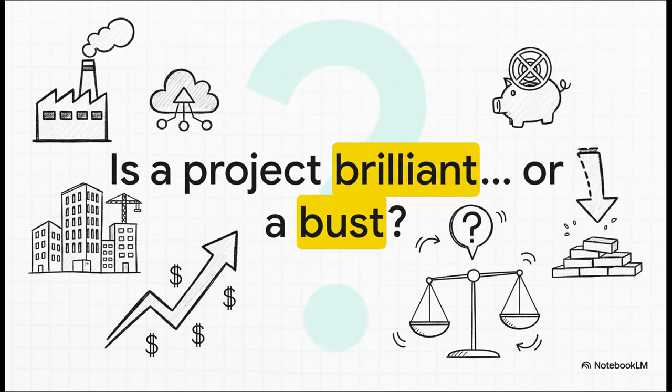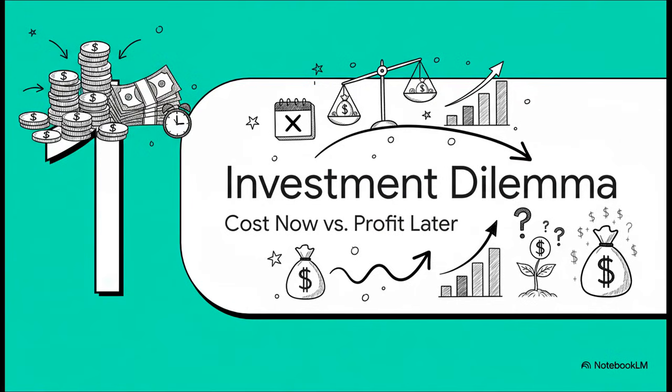Okay, so let's start with a problem that every leader, every entrepreneur faces. You've got this big idea in front of you, a new factory, a software platform, maybe a real estate deal, and you have to make the call. Is this thing brilliant, or is it a total bust? And this is the classic dilemma, right? You have to spend a lot of real money now, today, for what's essentially a promise of profits somewhere down the road. So how in the world do you weigh that certain, immediate cost against rewards that are uncertain and way off in the future?